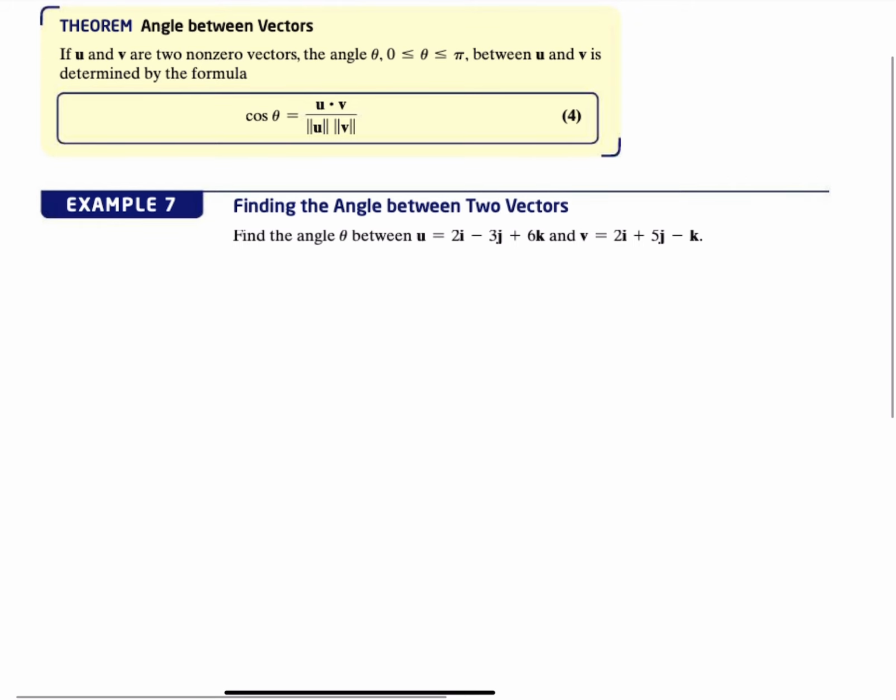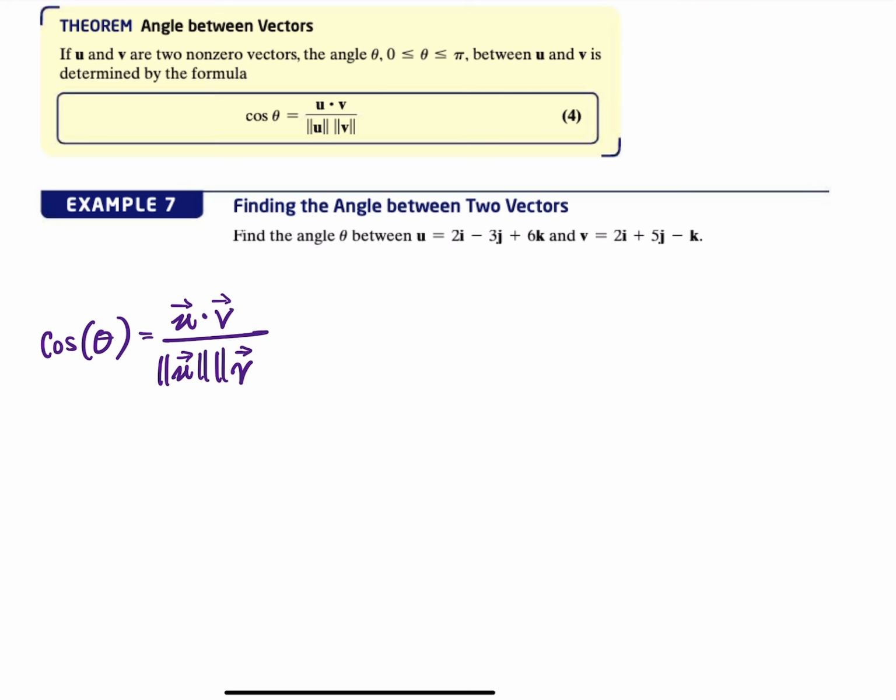Let's recall that from last time. The cosine of the angle between 2 vectors is u dot v, so their dot product, divided by the magnitude of the first vector times the magnitude of the second vector. So for us, vector u is 2, negative 3, positive 6. Vector v is 2, positive 5, negative 1.